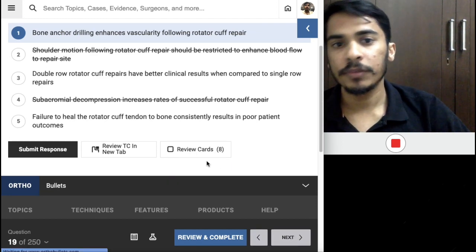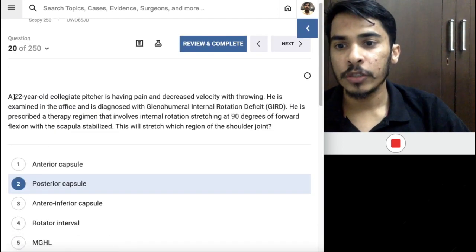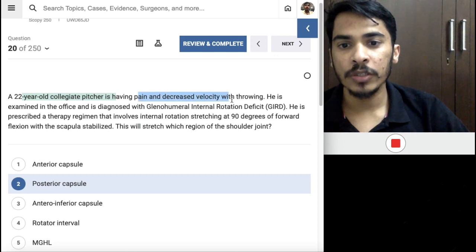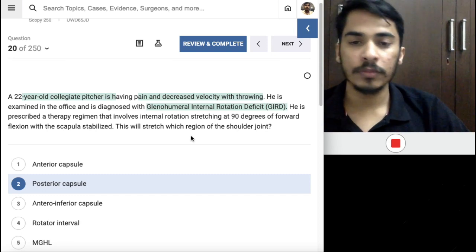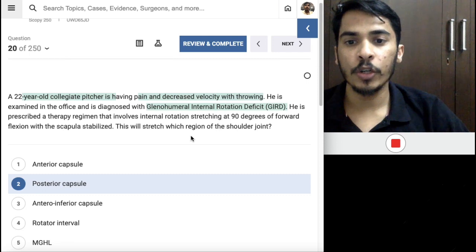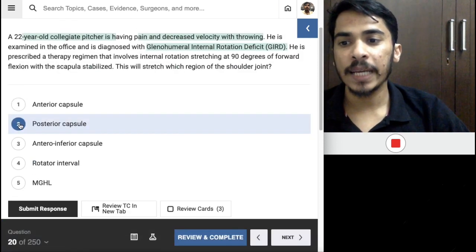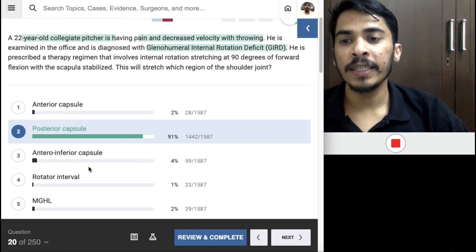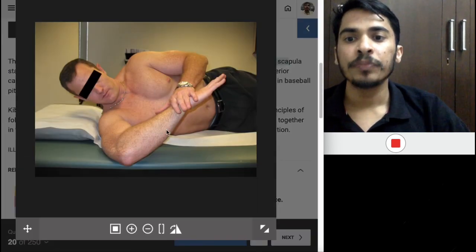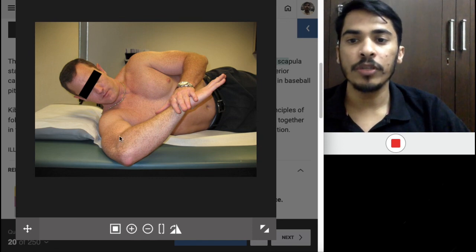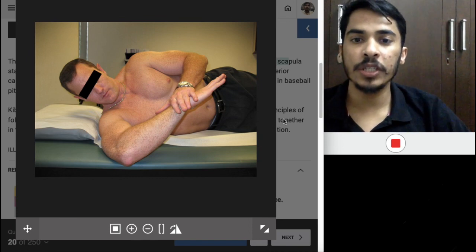Next question. A 22-year-old collegiate pitcher having pain and decreased velocity of throwing is examined in the office and diagnosed with glenohumeral internal rotation deficit. This is also a very important entity that we have to know. In overhead athletes, there is a condition called glenohumeral internal rotation deficit due to posterior capsule tightness. So the posterior capsule will be very tight in overhead athletes and it will cause internal rotation deficit. So in these patients, we have to do stretching called sleeper stretches, which will help to stretch the posterior capsule of the shoulder.